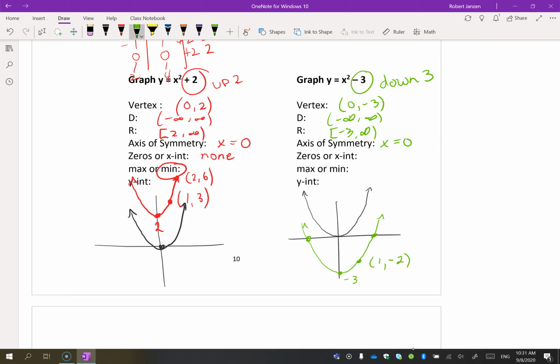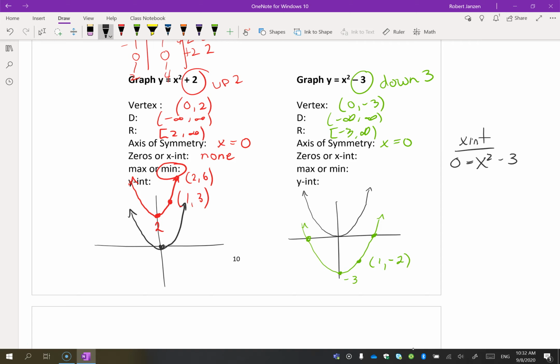Now, this is the part that's a little bit tricky. So let's figure this out. If I want to find the zeros, the x-intercepts, that's where y is 0. So let's make my equation equal to 0. 0 is x squared minus 3. Now, can you solve this equation? Yeah, this is what you did all last unit.